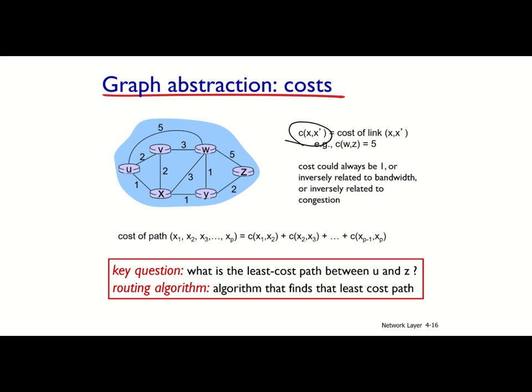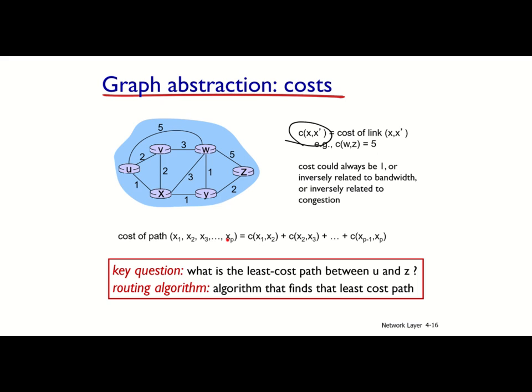A path is a sequence of adjacent links. For example, if you have a path from routers x1, x2, x3 all the way to xp, it means that there's a link between x1 and x2, and there's a link between x2 and x3, and there's a link between x3 and x4, all the way to a link between x sub p minus 1 and x sub p.